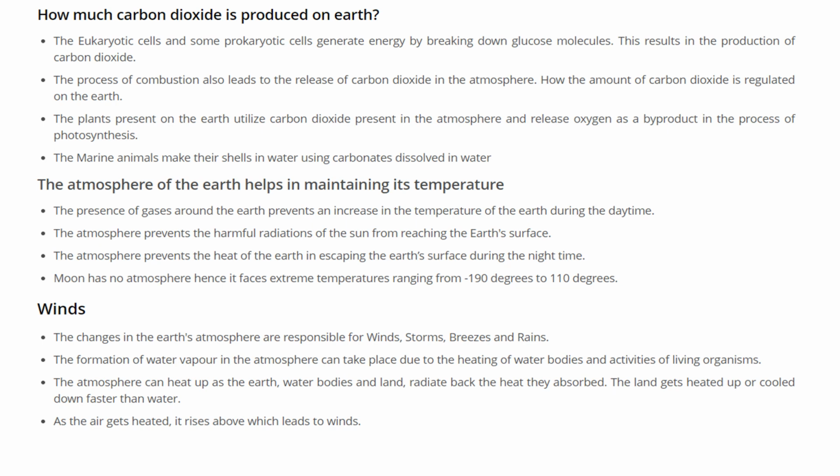The formation of water vapor in the atmosphere is due to the evaporation of water bodies and other activities of the living organisms. That is the reason for the formation of water vapor. And also the atmosphere can heat up as the earth, water bodies and the land radiate back the heat they have absorbed. So basically land and water bodies heat up, and after that the same heat can be radiated back to the atmosphere. That is one of the reasons why the atmosphere can get heated up.